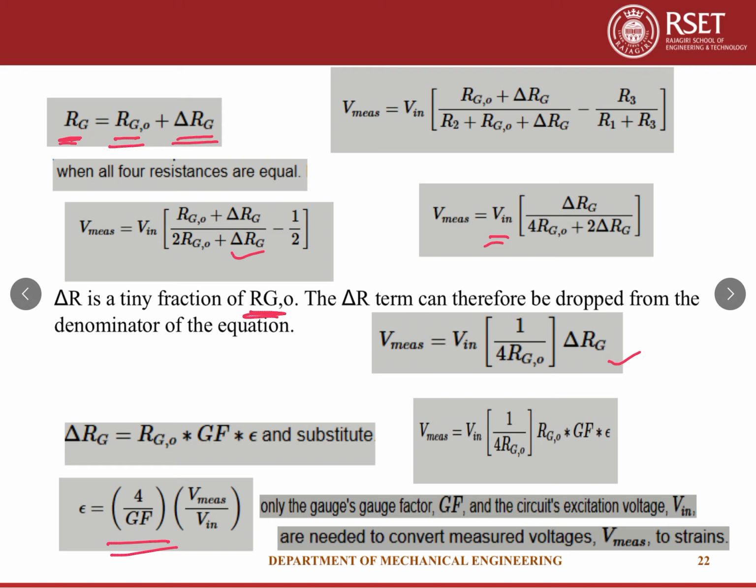When the body gets strained, the strain gauge which is bonded to the body also gets strained. As a result, its resistance changes, and that results in a net voltage in the voltmeter which is connected to the Wheatstone bridge, because the Wheatstone bridge becomes unbalanced. So by knowing the strain gauge factor, V mean, that is the voltage measured at the voltmeter, and V in, the input voltage, we could find out the strain. That is the principle.